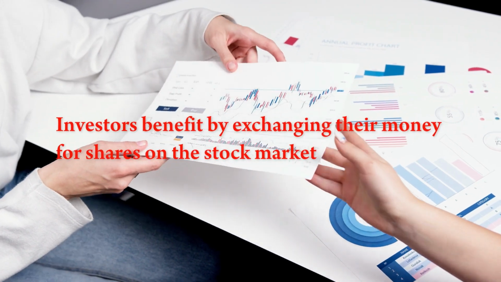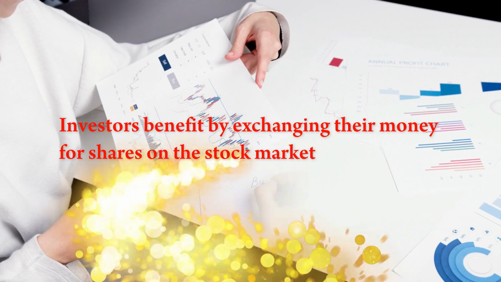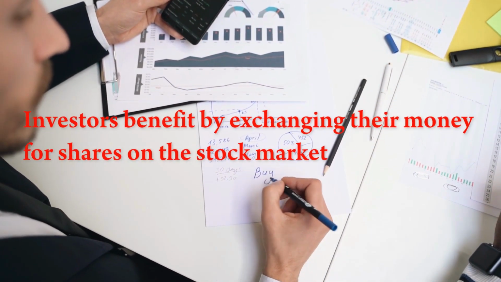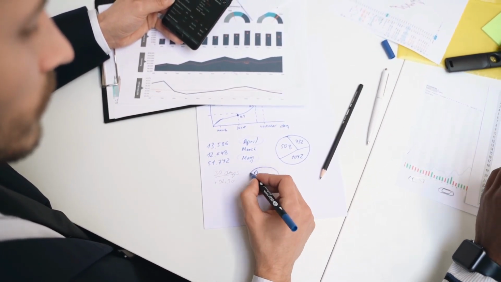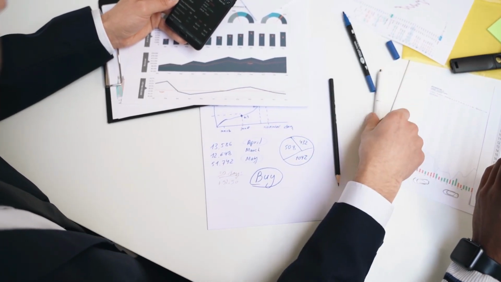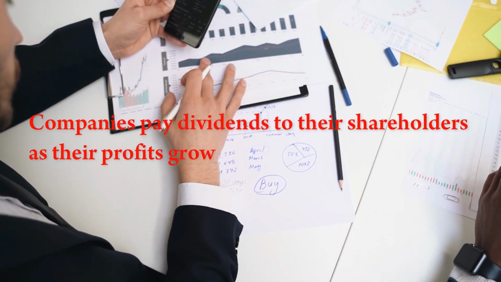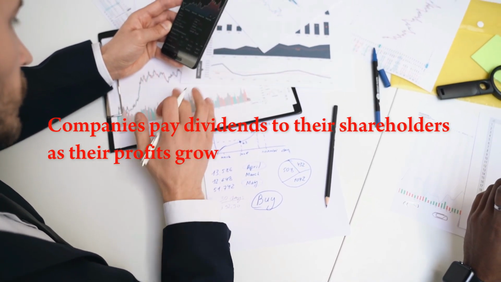Investors benefit by exchanging their money for shares on the stock market. As companies put that money to work growing and expanding their businesses, investors reap the benefits as their shares of stock become more valuable over time, leading to capital gains. In addition, companies pay dividends to their shareholders as their profits grow.